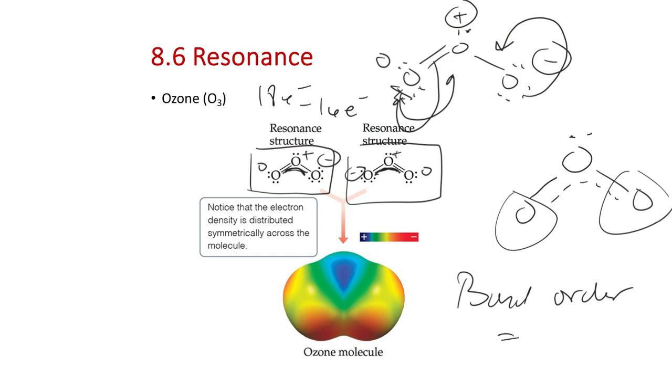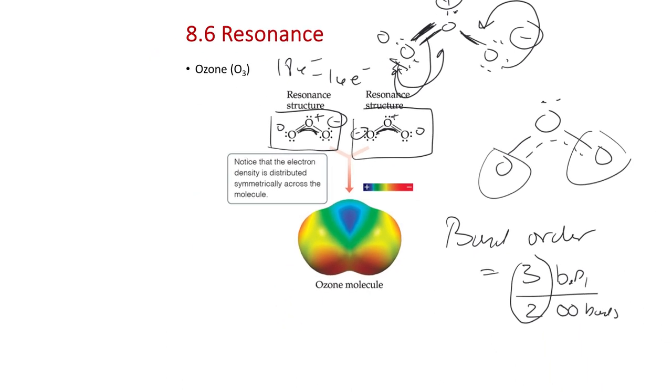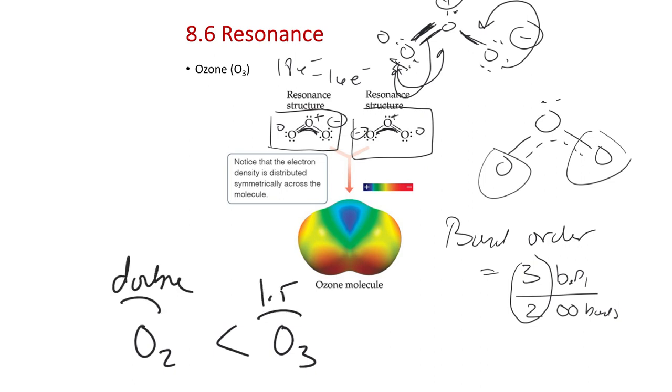Well, just think of how many bonding pairs of electrons we have. We have 1, 2, 3 bonding pairs of electrons. And then I'm spreading them across the 2 actual bonds, 2 OO bonds. So that's how I get a 1.5 bond order. So now if we're ranking the bonds in, say, O2, O2's bond should be shorter than that in O3 because we have a double bond here. We have the 1.5 bond here.